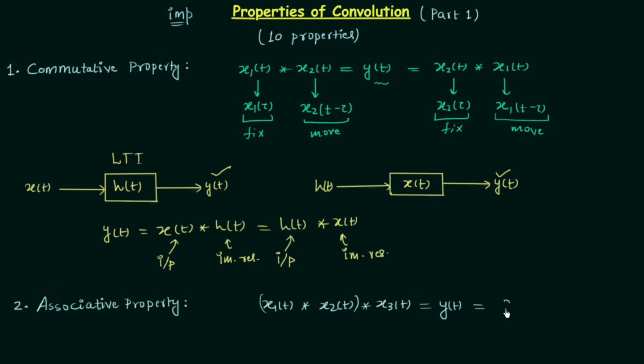This means we have three signals, x1(t), x2(t) and x3(t). Now instead of convolving x1(t) and x2(t) first, we will convolve x2(t) and x3(t) first, and the result of this convolution is convolved with x1(t). So this is the associative property, and now we will understand this from the system's point of view.